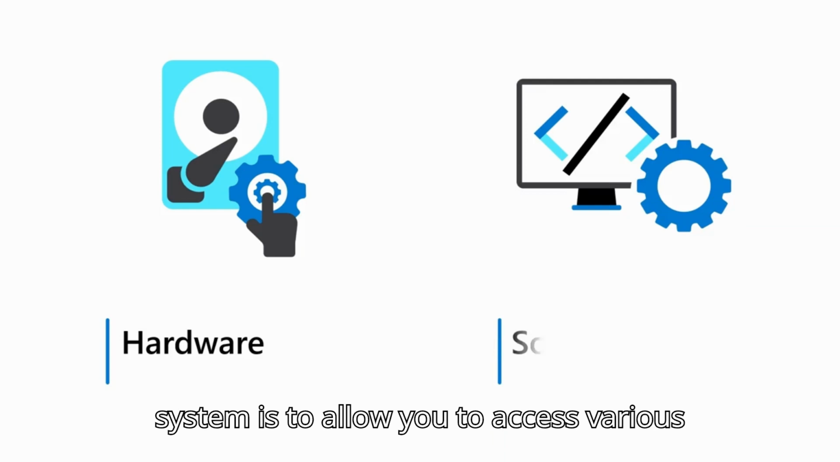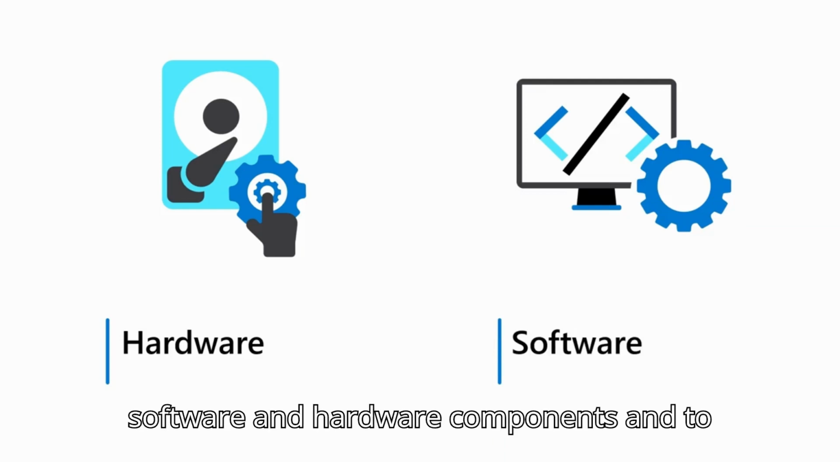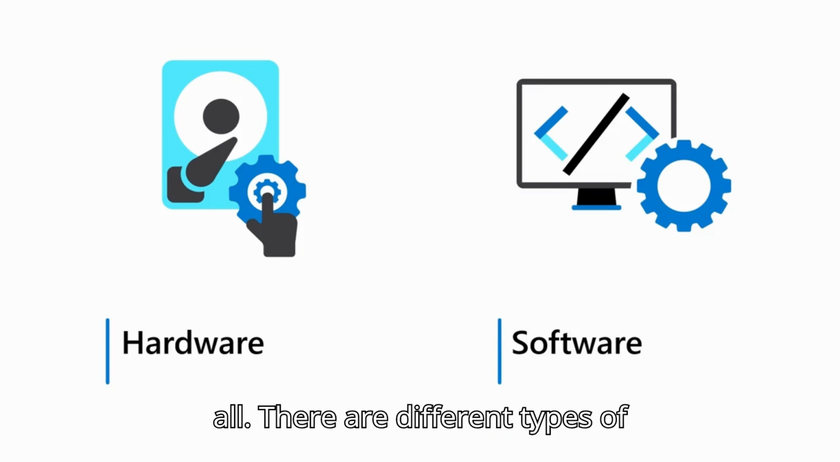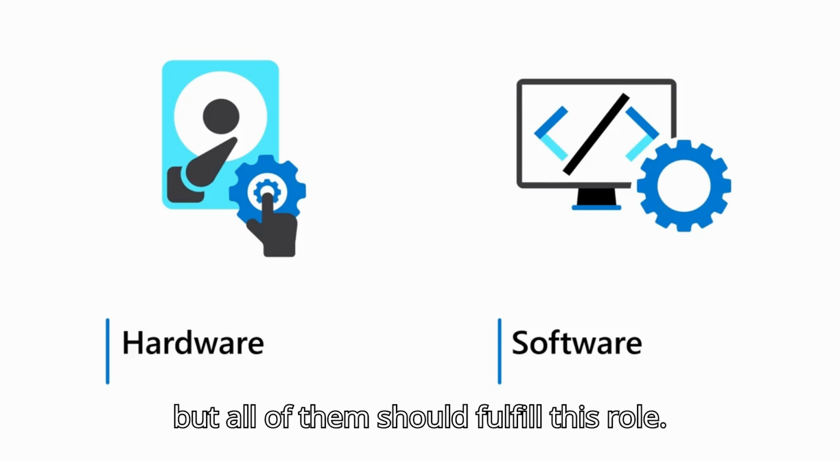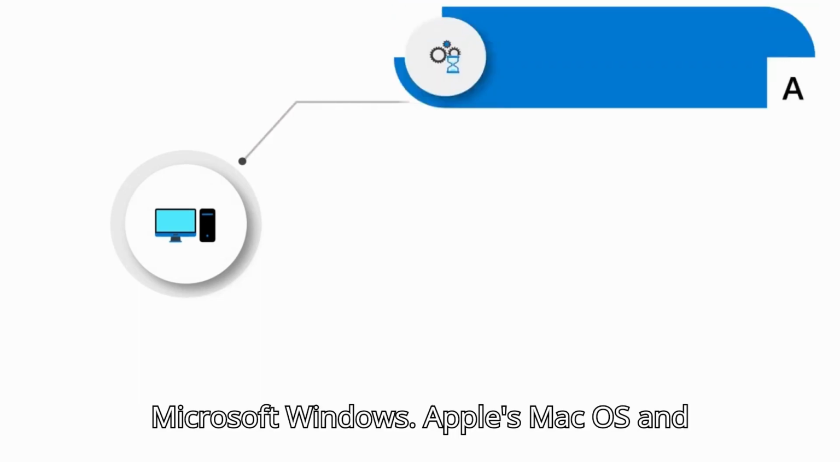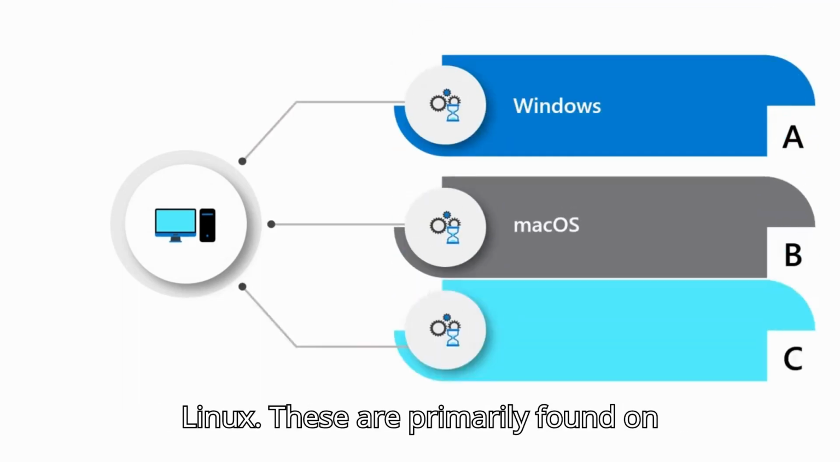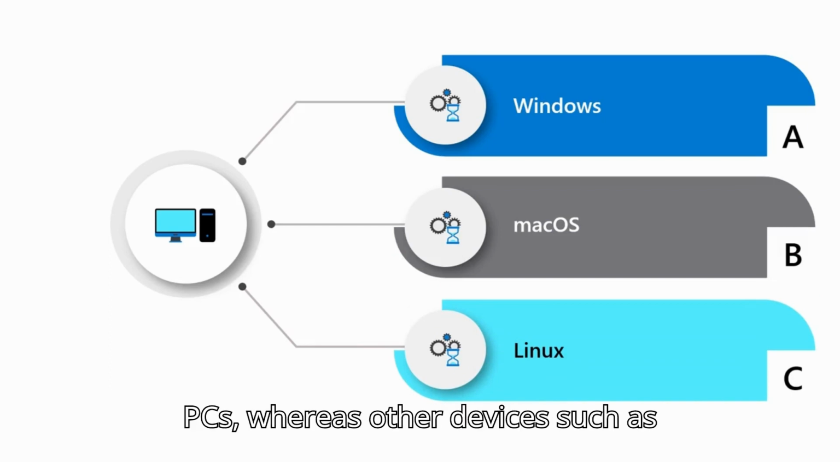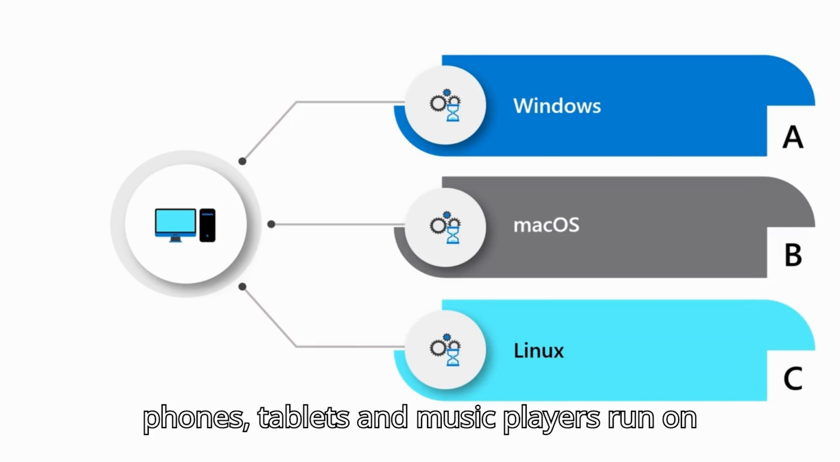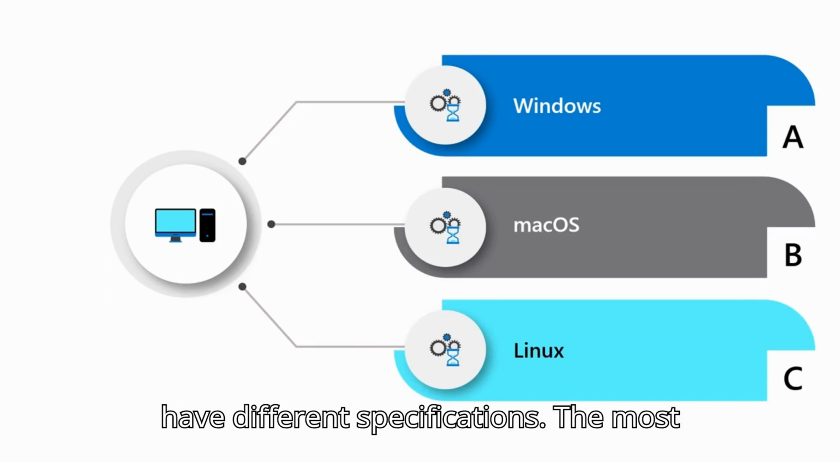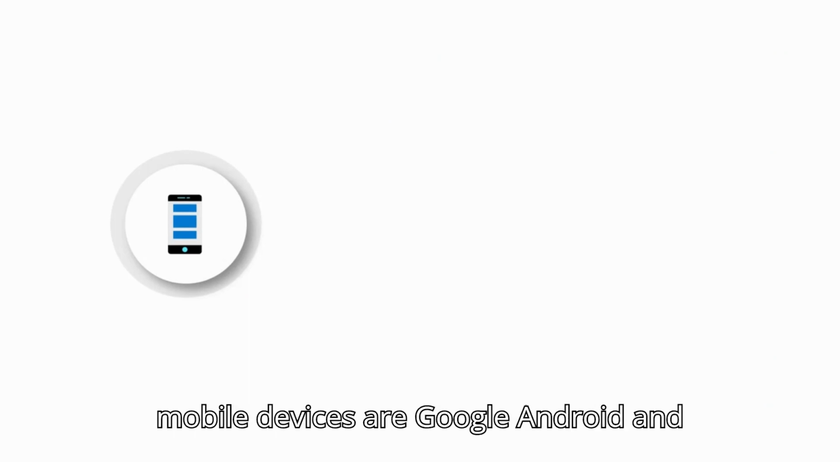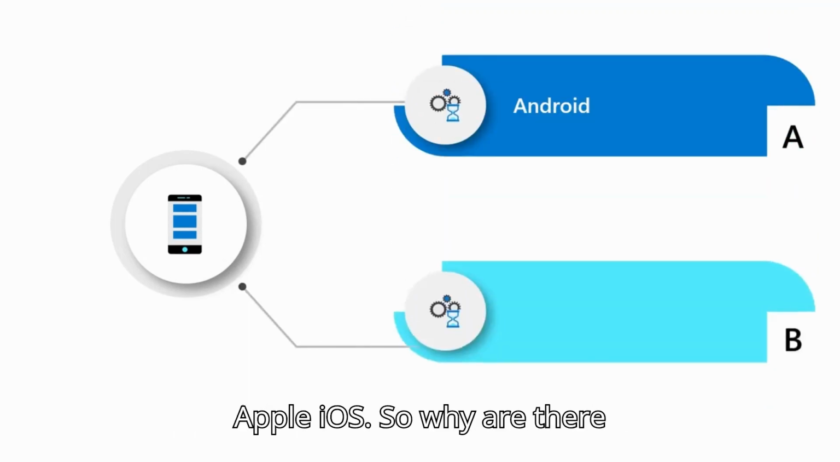Recall that the core function of an operating system is to allow you to access various software and hardware components and to facilitate communication between them all. There are different types of operating systems that you may encounter, but all of them should fulfill this role. For desktop and laptop computers, the 3 most common operating systems are Microsoft Windows, Apple's Mac OS, and Linux. These are primarily found on PCs, whereas other devices such as phones, tablets, and music players run on different operating software because they have different specifications. The most notable examples of operating systems for mobile devices are Google Android and Apple iOS.